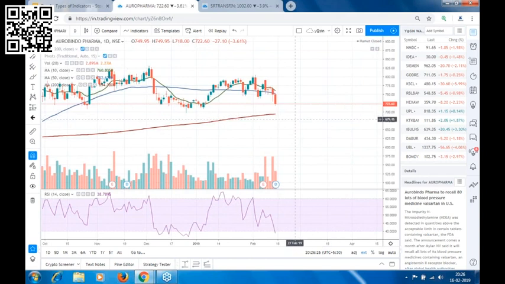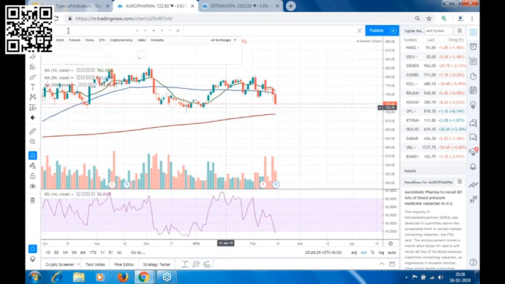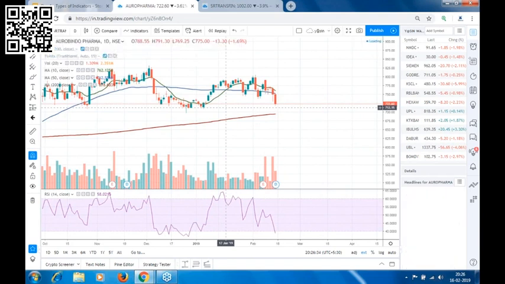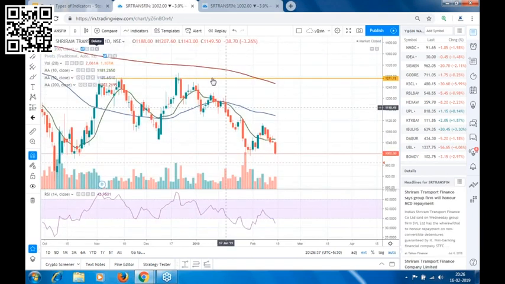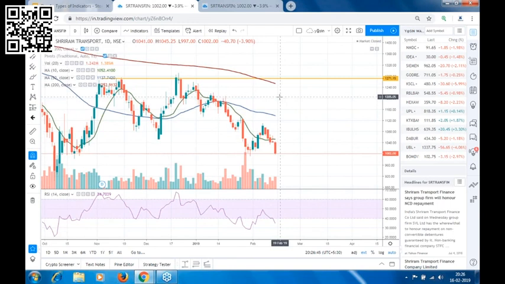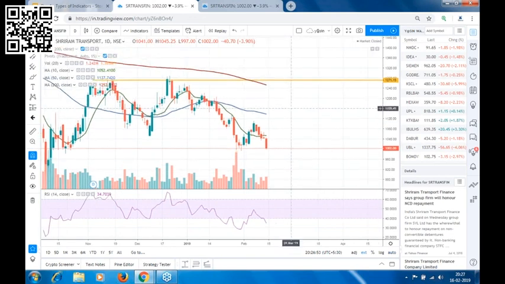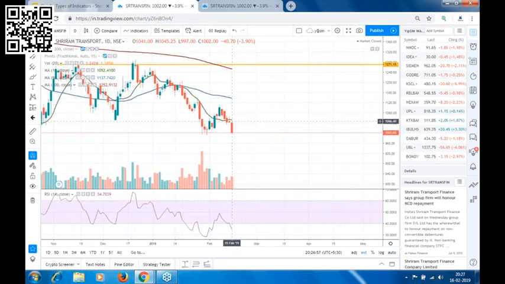Now let's see another stock. See, you have to analyze 4 charts. First, your decision will be based on your daily chart, what you see on the daily chart. Now if I look at the daily chart of Shriram Transport, Shriram Transfin, then I see a bearish candle formation.